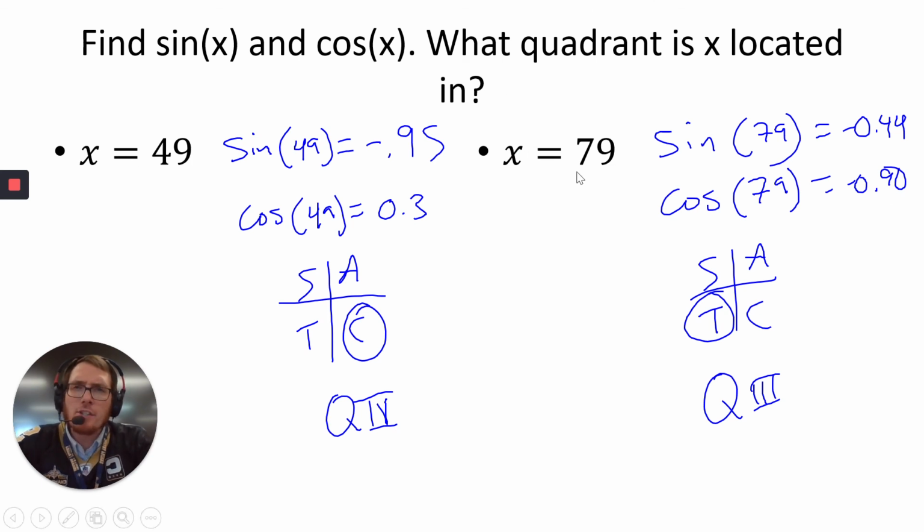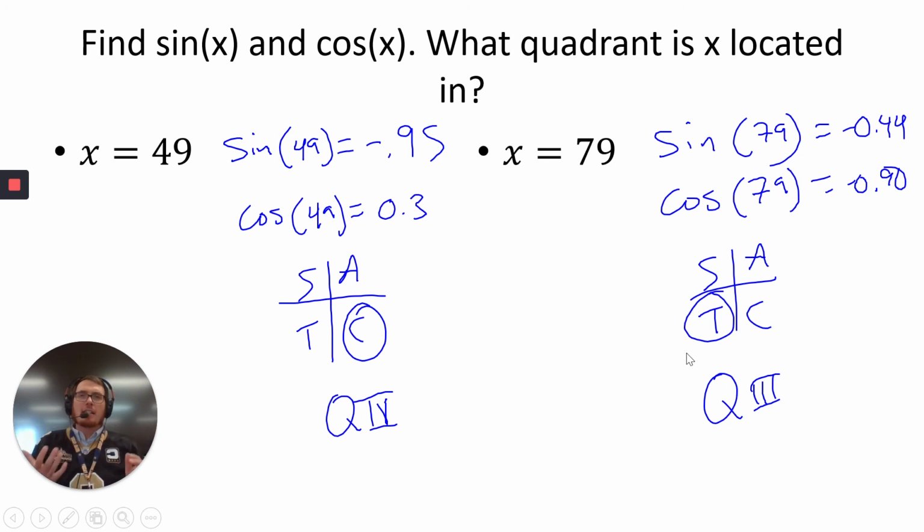The next question is just a thinking question. They're telling you what x is, so just plug it in, make sure you're in radians. So sine of 49 is negative 0.95, cosine's positive 0.3. Well, where is sine negative, cosine positive? It has to be quadrant 4. Plug in 79, you get negatives for both x and y when you plug them in, or sine and cosine. And the only spot that happens is in quadrant 3.